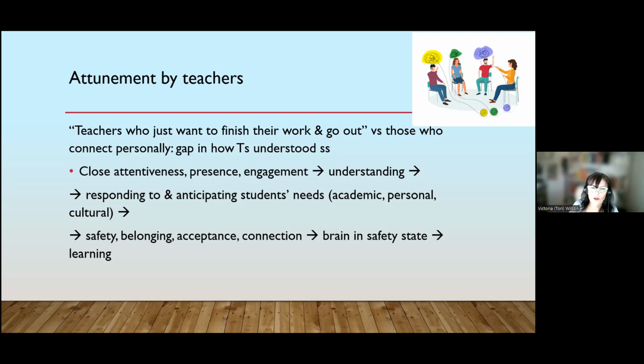They were very observant to their nonverbals. And these teachers were able to respond to and anticipate students' needs on an academic, personal, and cultural level. And this in turn led to safety, belonging, acceptance, and connection. And we know from the neuroscience that this puts the brain in a safe state and it's able to learn.